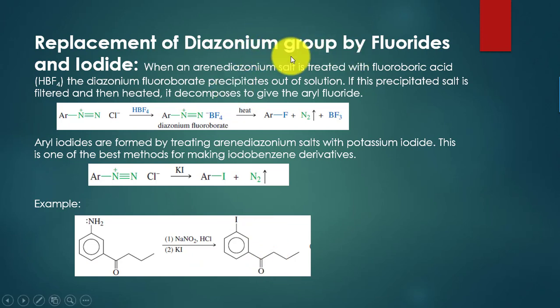Replacement of diazonium group by fluoride or iodide. When an arene diazonium salt is treated with fluoroboric acid, this leads to the formation of diazonium fluoroborate, which forms inside the reaction mixture as a precipitate. If this precipitated salt is filtered and then heated, it decomposes to give aryl fluoride. Aryl iodides are formed by treating arene diazonium salt with potassium iodide. This is one of the best methods for making iodobenzene derivatives. So aryl diazonium salt on reaction with potassium iodide leads to the formation of aryl iodide.